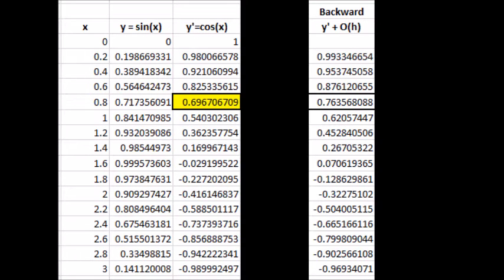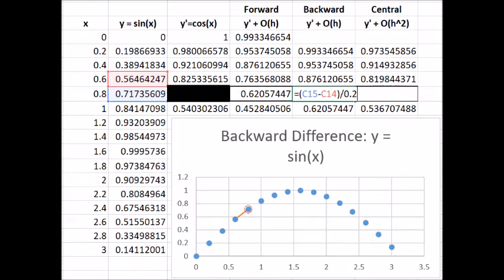We can compute the backward difference very similarly. Slope is sine 0.8 minus sine 0.6 divided by 0.2. This quantity equals approximately 0.7635. Compare that to the exact value, 0.6967. Whereas the forward difference in this case was a bit low, the backward difference is a bit high. Once again, I've shown this concept visually in the picture here.